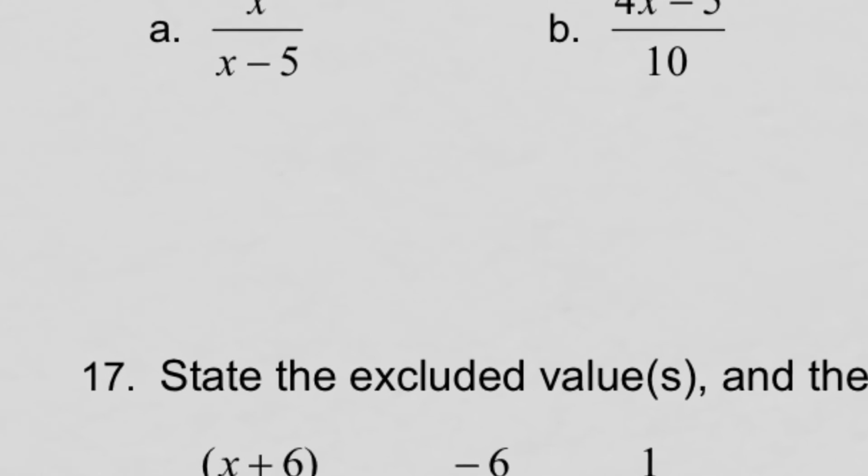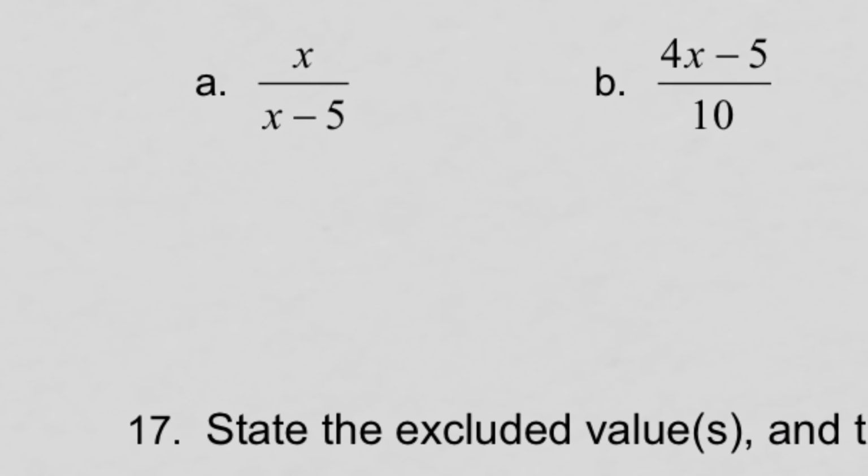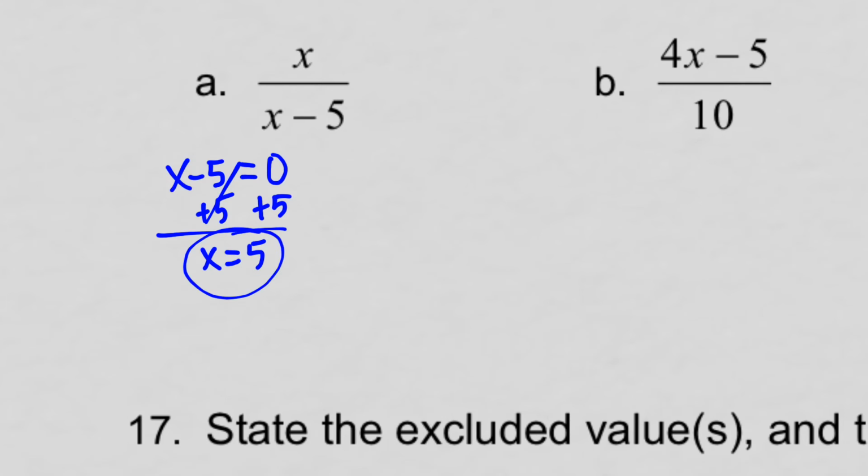So let's look at A. X over x minus 5, pretty simple. Take the denominator, set it equal to 0. Whatever you get, which is 5, is the excluded value. 5 is excluded because if we invited 5 to this party, it would ruin the denominator. 5 minus 5 would be 0, and you can't divide by 0. So we really should say that x does not equal 5, right? But 5 is the excluded value.